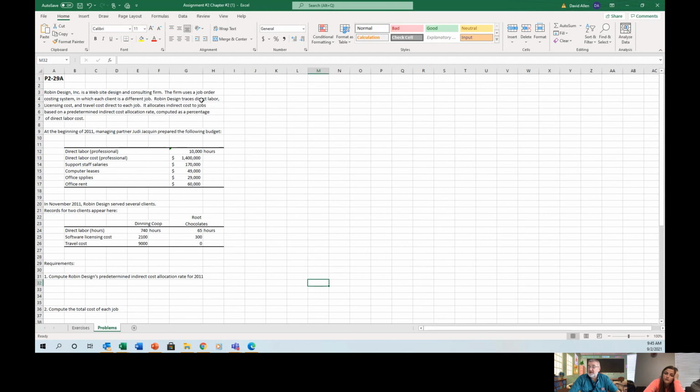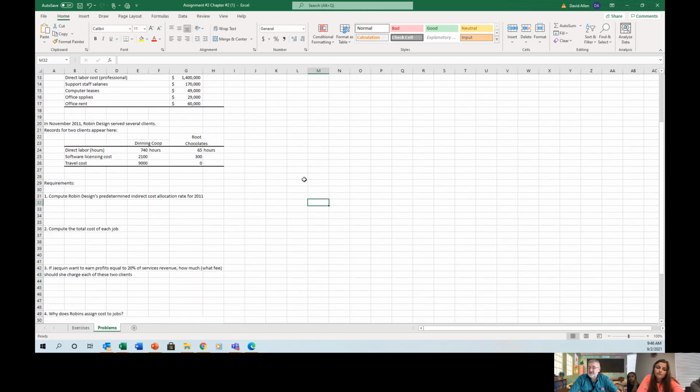Robin Design traces direct labor. You see they've got direct labor hours down here, licensing costs, and travel costs. These are things that they track directly. So their licensing costs and their travel costs would not go into their indirect overhead, because they're tracking these directly to bill to a job. It allocates indirect job costs based on a predetermined allocation rate as a percentage of labor costs. Again, it's labor costs, so it's going to use the cost, not the hours.